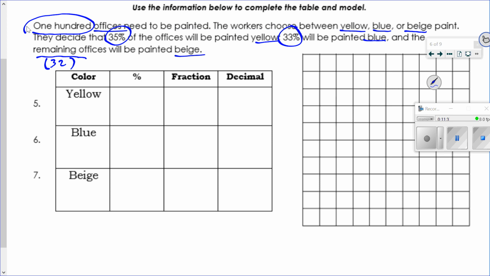So I know, guys, it tells us the percent. So what percentage is yellow? 35. How much is blue? 33. And beige? 32.